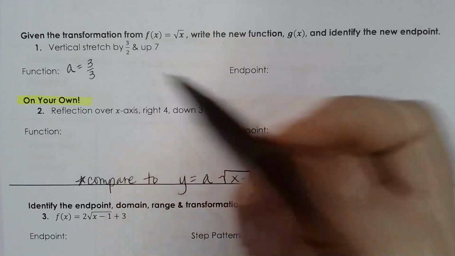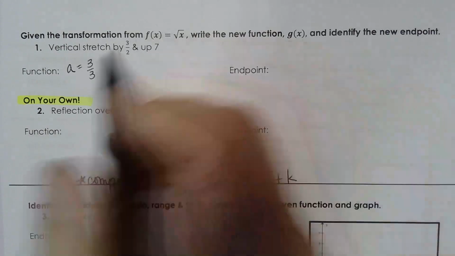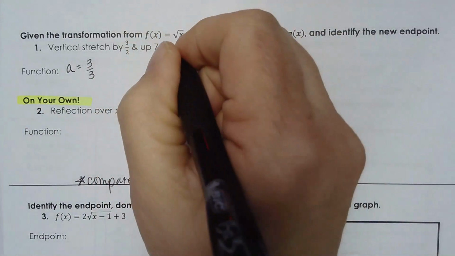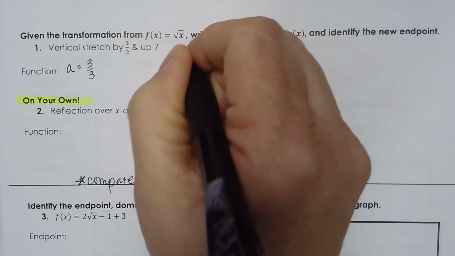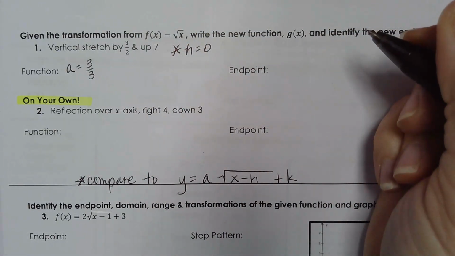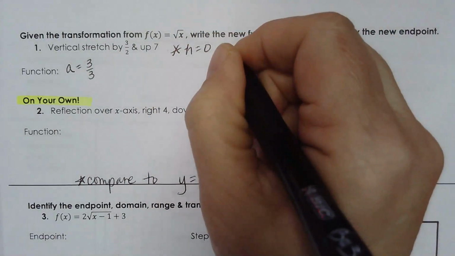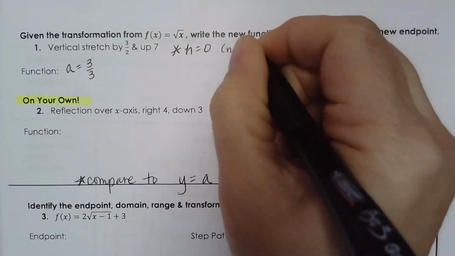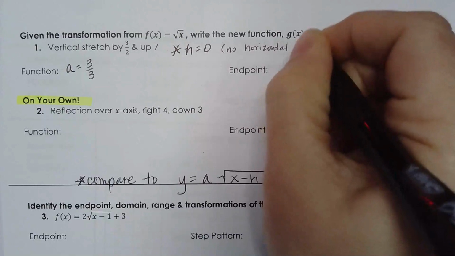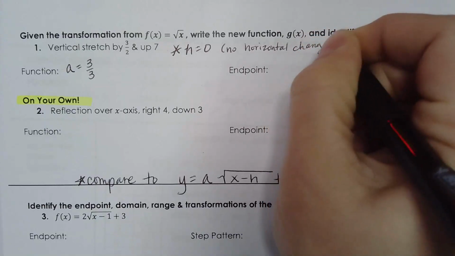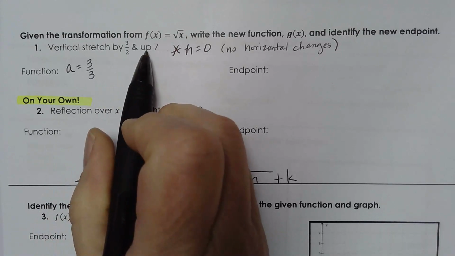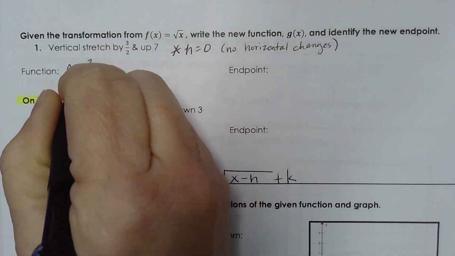It doesn't say anything about h. So h is 0, because it doesn't say that your graph slides right and left. No horizontal changes. And k is 7 because your graph moves up 7.